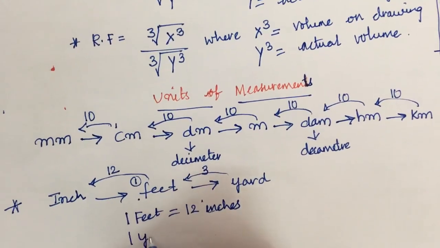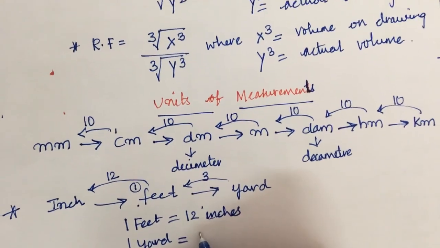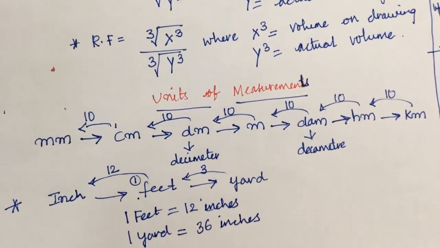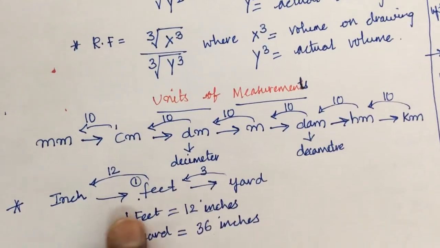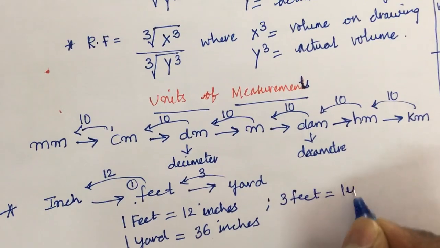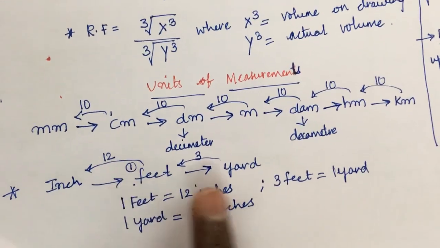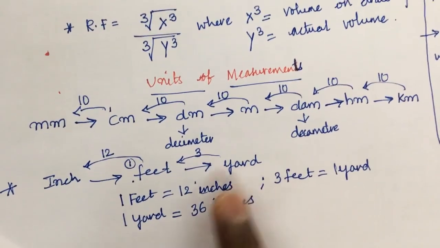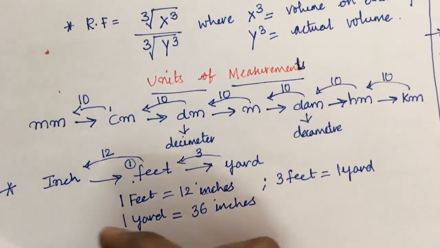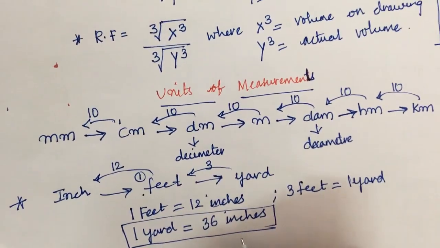And 1 yard equals how much? 36 inches, isn't it? 1 yard equals 36 inches. How? 3 feet equals 1 yard. As I told, 1 yard equals 3 feet and 1 feet equals 12 inches. Sometimes in the problem they ask 1 yard equals how much? You need to multiply with 3 to make feet into inches. So, 1 yard equals 36 inches.